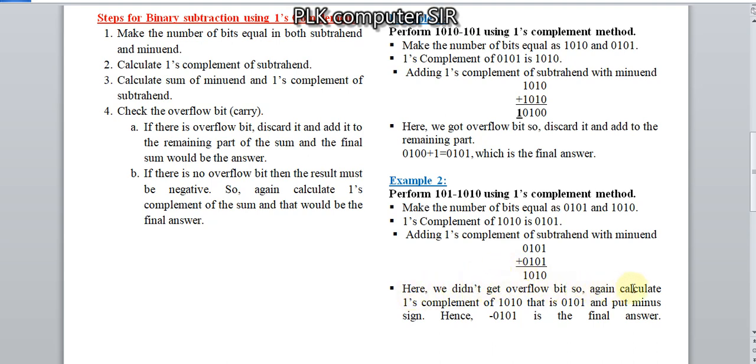So again calculate the 1s complement of 1010, that is 0101, just opposite. So 1 will be converted into 0, 0 into 1, and put a minus sign, hence minus 0101 is the final answer. Remember my dear students, if you have not got the end carry, then the answer will be negative according to this algorithm. So we have to put the minus sign.